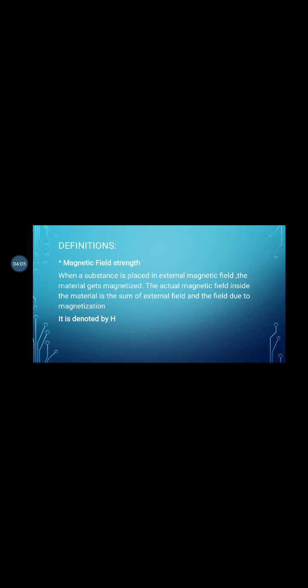Magnetic field strength. When a substance is placed in an external magnetic field, the material gets magnetized, and the actual magnetic field inside the material is the sum of the external field and the field due to the magnetization. It is denoted by H. So the magnetic field strength is the summation of the external magnetic field as well as the internal magnetic field.